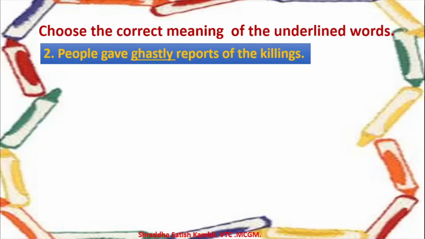People gave ghastly reports of the killings. Ghastly. Sometimes we can also guess the meaning of a word by looking at it in a sentence. See here, people gave reports of the killings. Killings is something which is not very pleasant. So what kind of report could people give? If I tell you people gave some kind of reports of their visit to Ooty, then you can imagine, they've gone to Ooty, so it might be a pleasant experience. So many times, children, you can find out the meaning of words in context to the sentence, the way in which it is used in a sentence.